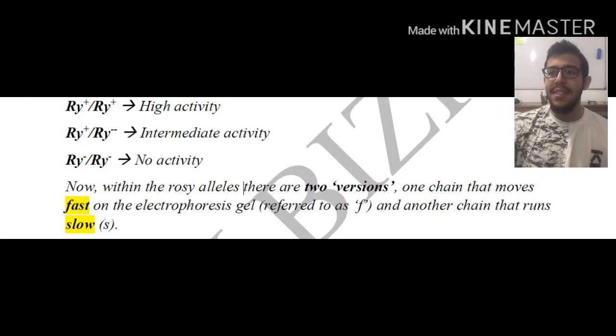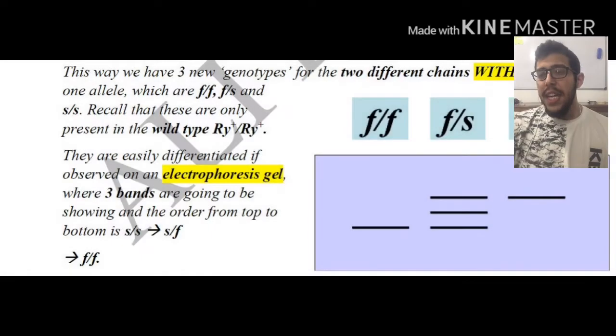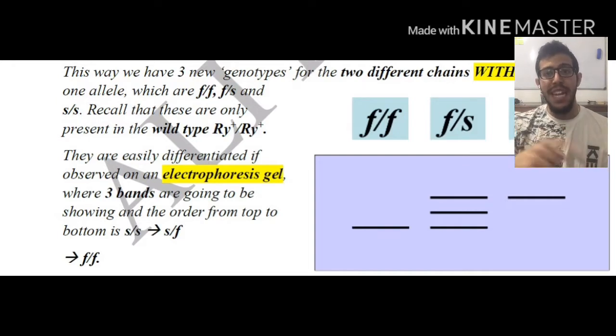Now, within the rosy alleles, there are two major versions, and in order to clarify this, let's represent them as chains because that's what they are. They have one chain that is going to be moving rather fast on the gel electrophoresis, and this is why we represent this as F, which represents fast, and S chain, which is the slow. So within the RY positive alleles, we're going to be having two chains, one that is fast and one that is slow. Now, there are three different genotypes that can stem from these two chains, which are obviously the F/F or the F/S and the S/S.